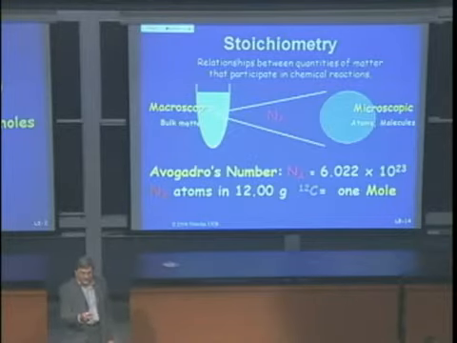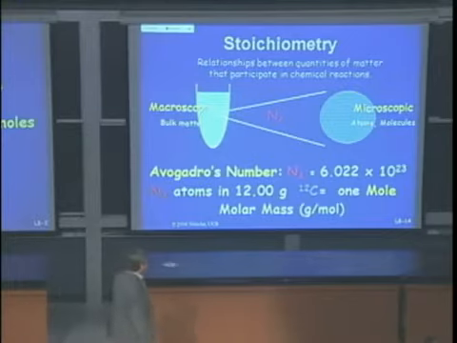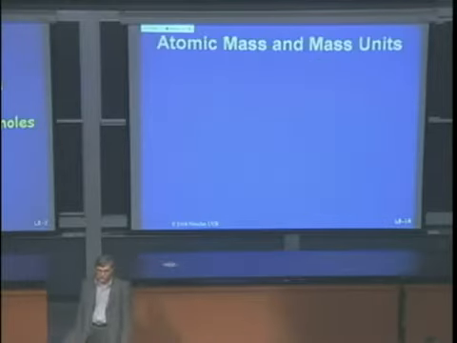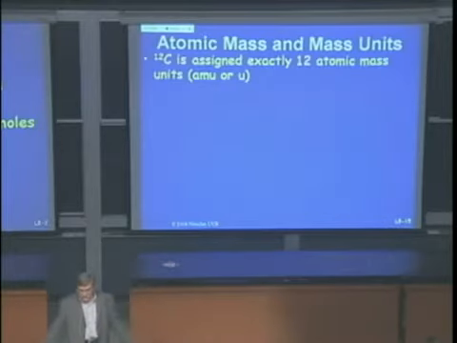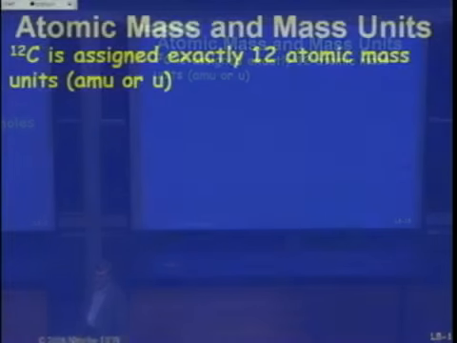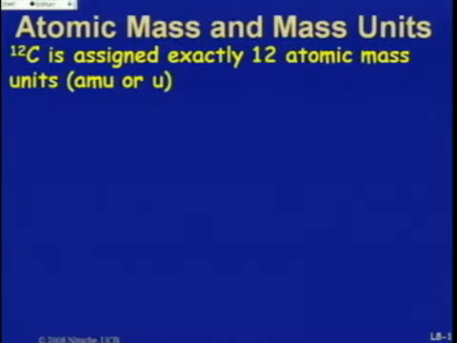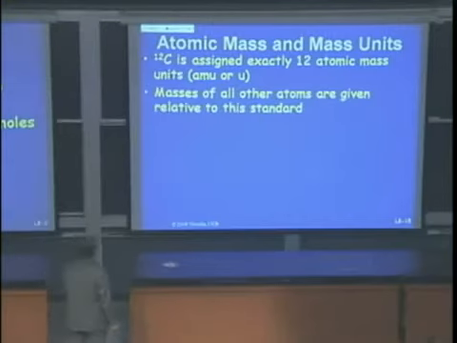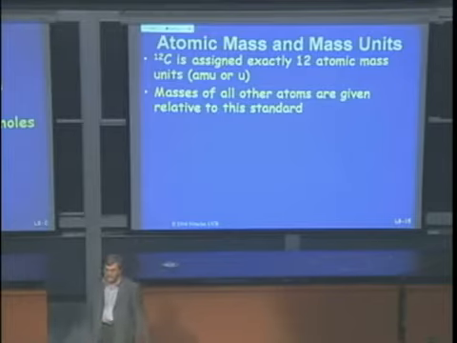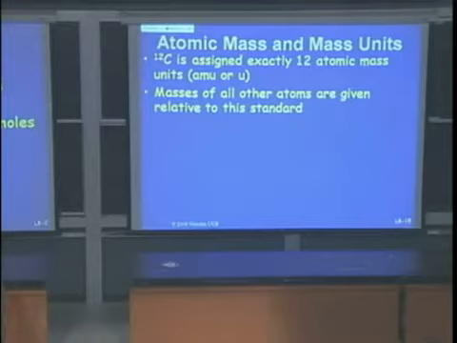And so we also have seen that the molar mass is given in grams per mole. See, now I write it how it's really written. As we said, carbon-12 is exactly 12 atomic mass units, and we say this AMU or U, it depends where you read it. And the masses of all other atoms are given relative to the standard. So if it's twice as heavy, it has twice the molecular mass of carbon-12, which would be something with 24.